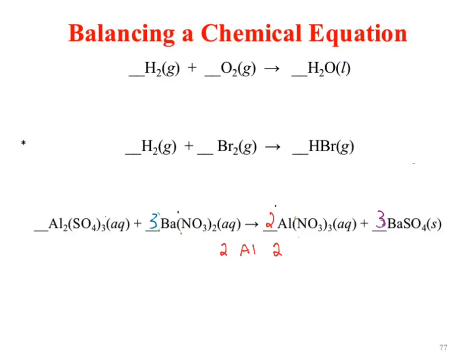And the right hand? 2. How many sulfurs on the left-hand side? 3. And 3. How many bariums? 3. And 3. How many nitrogens? 6. And 6. How many oxygens? 30 and 30. I think you did that math too fast, so guess what I'm going to have you do?